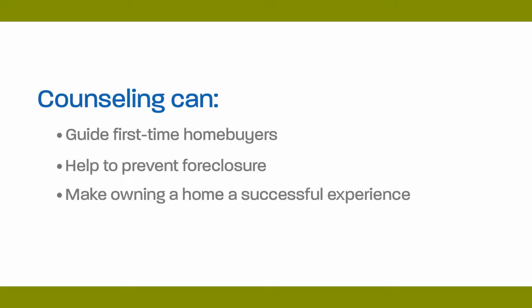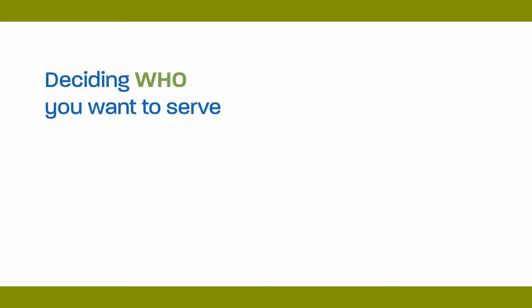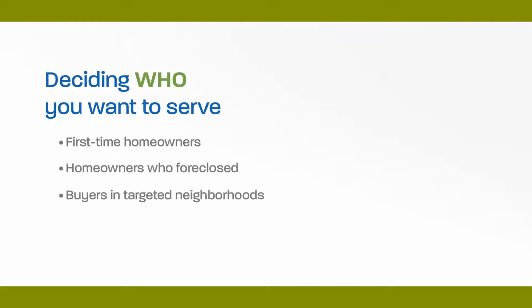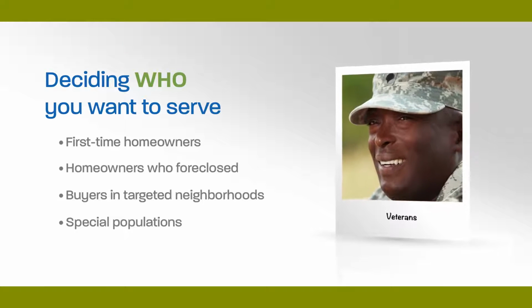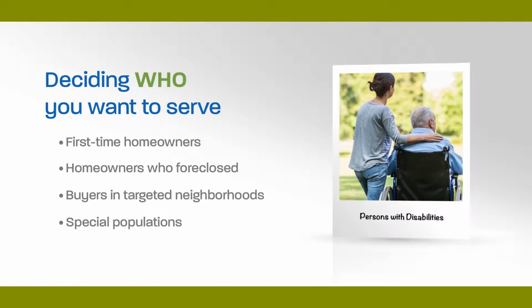Regardless of the type of home ownership assistance you provide, you will need to decide who you want to serve by reviewing your local market needs and goals. Some examples of groups you may target are first-time homeowners. Most programs are targeted to low-income buyers. Very low and extremely low-income households may have difficulty sustaining home ownership. Former homeowners who lost homes due to foreclosure. Persons who buy in targeted neighborhoods. Special populations. For example, some grantees give preference to returning veterans or persons with disabilities.